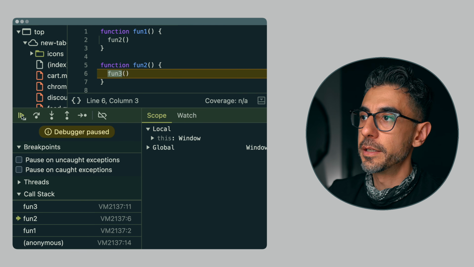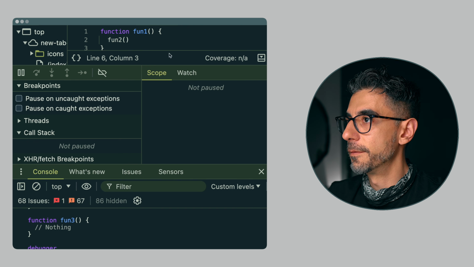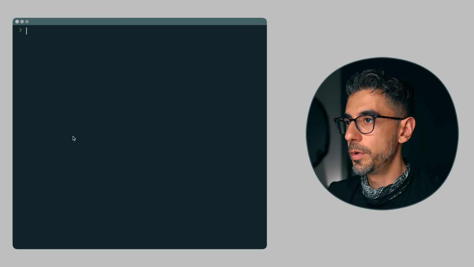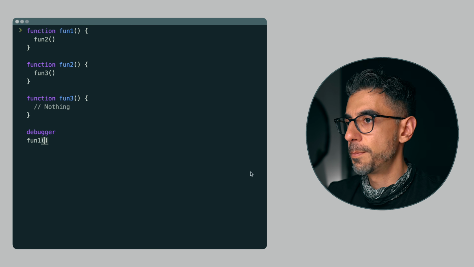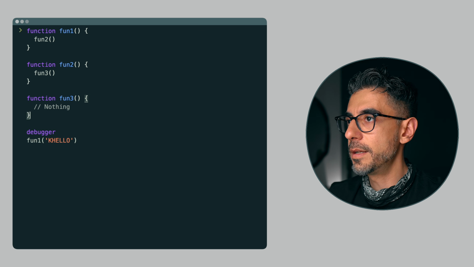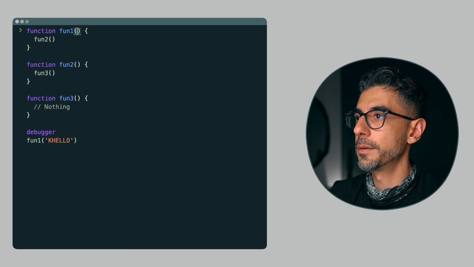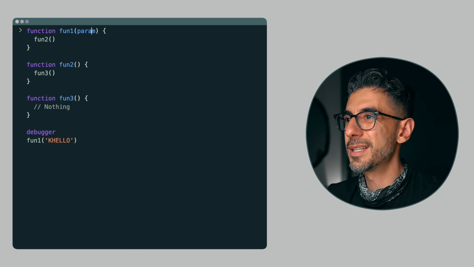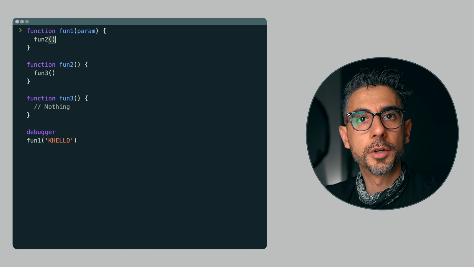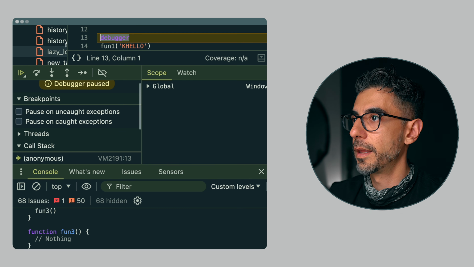So I'm going to press play here, which basically goes through and finishes the script. Let me go back to the console. I'm going to rewrite this, and I'm going to pass a parameter hello to function1, and I'm going to call this, I don't know, param, right? It's late and we're all tired. You've been listening to me for what, 20, 30 minutes now? So let's run this now.